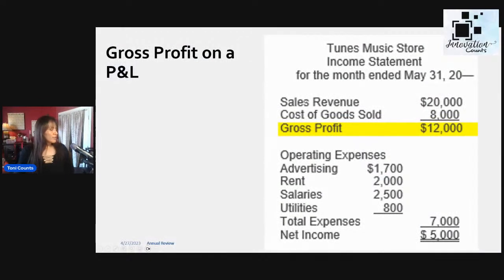All right, so here is a sample of gross profit on a profit and loss statement. We have Tunes Music Store here. This is a profit and loss for May 31st, whichever year they were operating. It looks like for May, they had 20,000 of sales, and then they had 8,000 of cost of goods sold. So their gross profit for this month was 12,000.